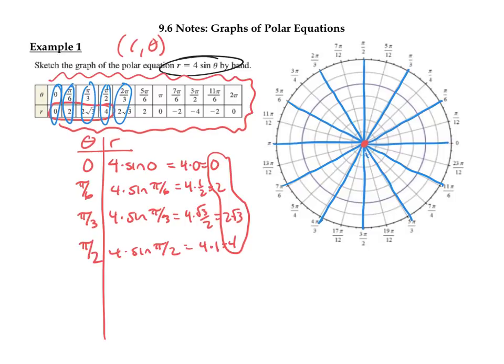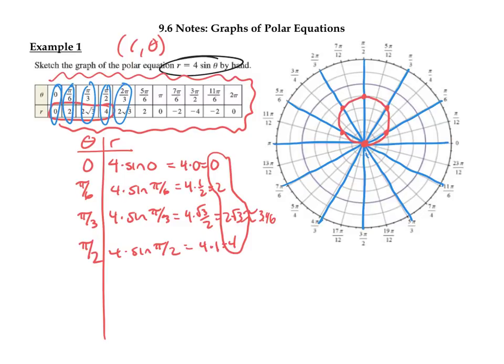0, 0, boom. We got pi over 6 and 2, not too bad. We got pi over 3 and 2 root 3, which is approximately 3.46. I think 3.5 is close enough for our purposes. 1, 2, 3.5, then that goes all the way to 4. And we can come back and use our knowledge of symmetry to do something like this. And if we kept graphing, it will create a circle.